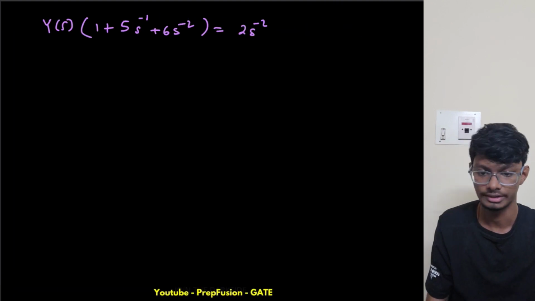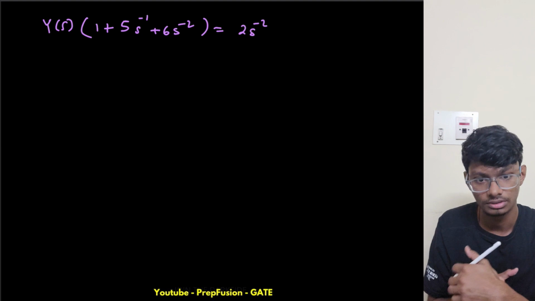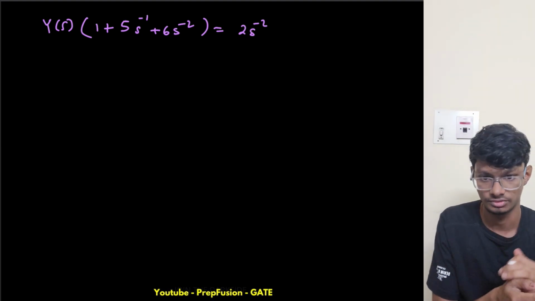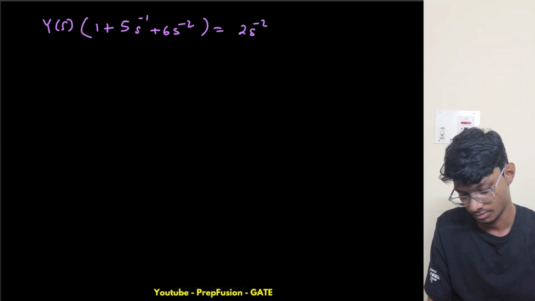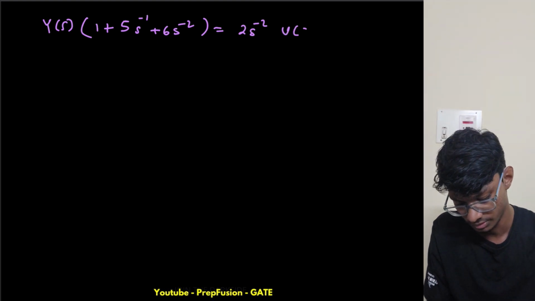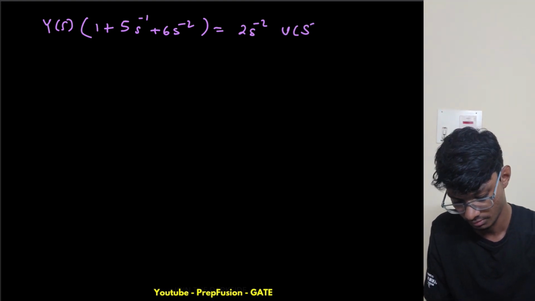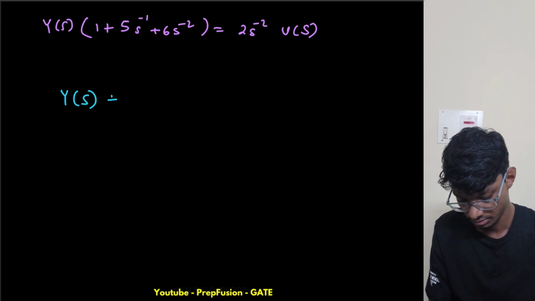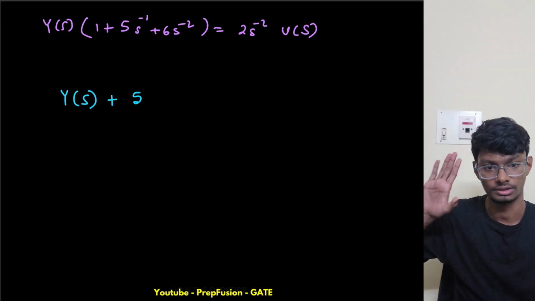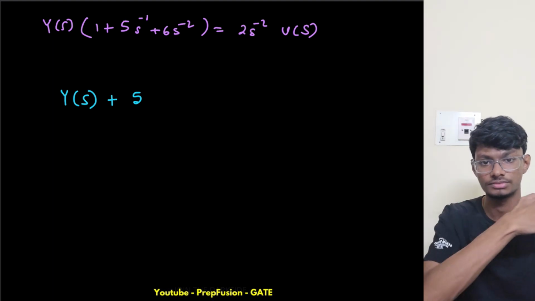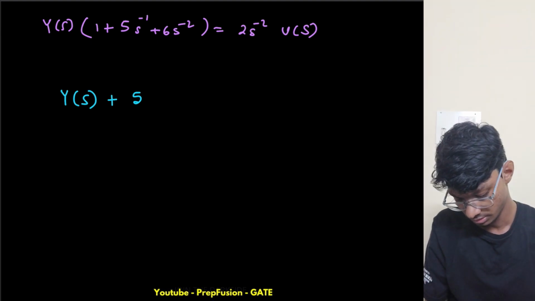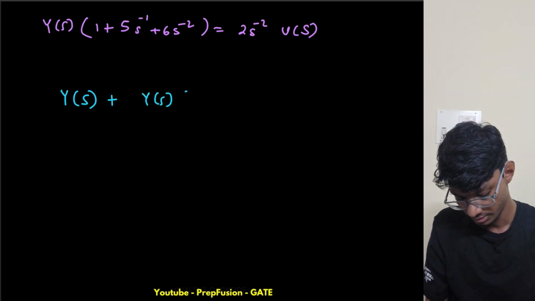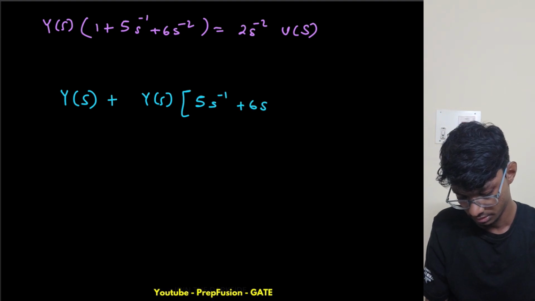2s minus 2. Now what I will do is write y in terms of other variables. So this was u of s. This is y of s plus 5, I will take the y of s only and move the other terms to the right hand side. So this is again y of s, 5s inverse plus 6s minus 2.